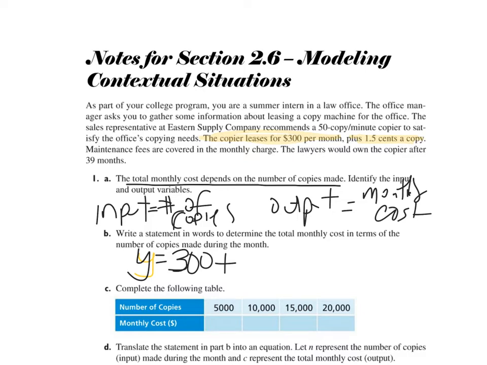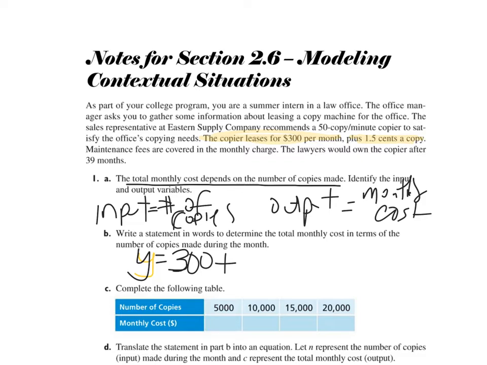Some of you might have written this in a way where you had something like 1.5 times X. But if you read this, this is $300 plus $1.50 a copy. We have two different units of measure here. We have dollars and we have cents, and we can't use two different units of measure in one sentence. So we're going to have to change how we write this to make sure that everything is written in terms of dollars. So how do we write 1.5 cents in dollars?